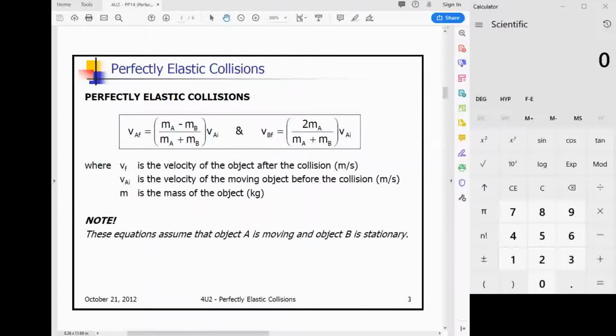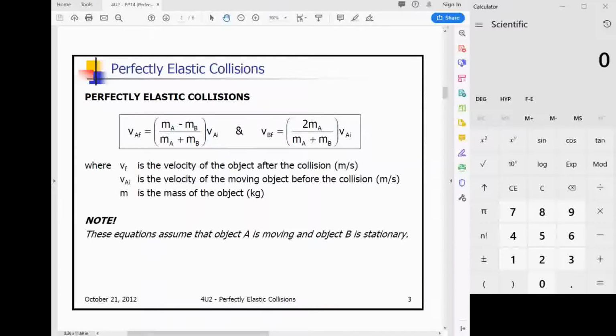But perfectly elastic collisions can be solved using two simplified equations that come from the conservation of momentum equation. VAF is equal to the difference between the masses divided by the sum of the masses, times VAI. And VBF is equal to 2 times the mass of the moving object divided by the sum of the masses of the objects, times the initial velocity of the first object.